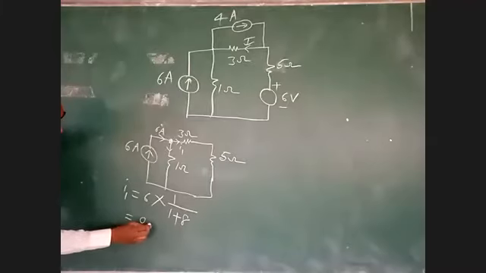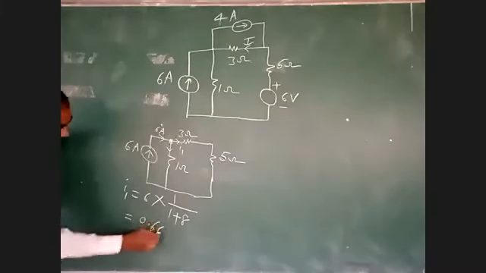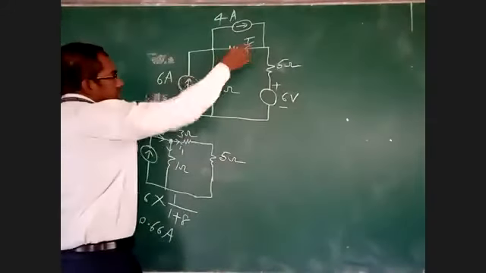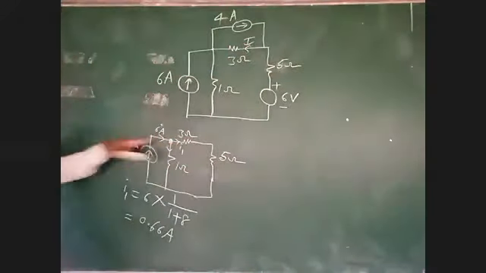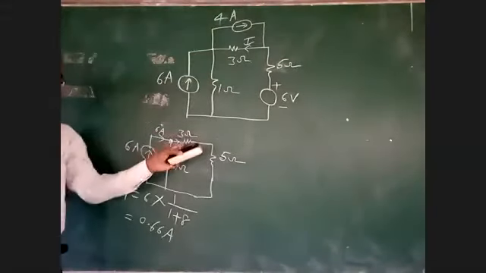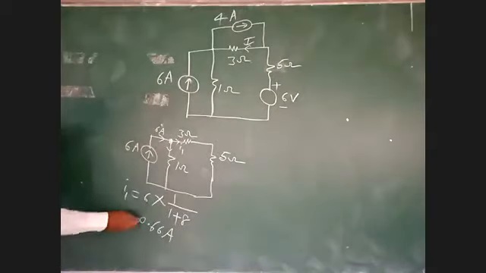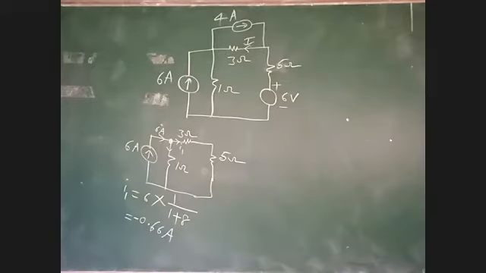0.66, sir. 0.66 ampere. See here, the current direction they have given in the problem is this direction, but here we are taking the opposite direction. This direction and this direction are opposite. That's why it will be minus. Okay.